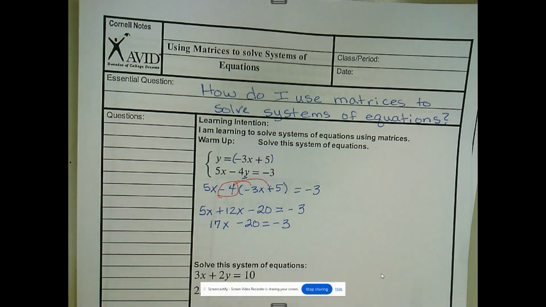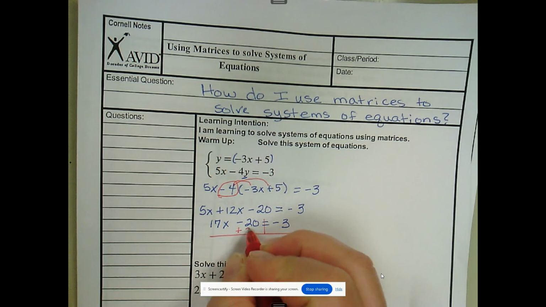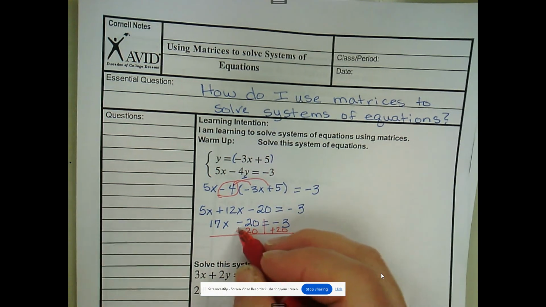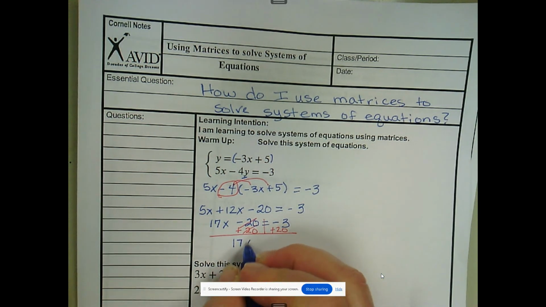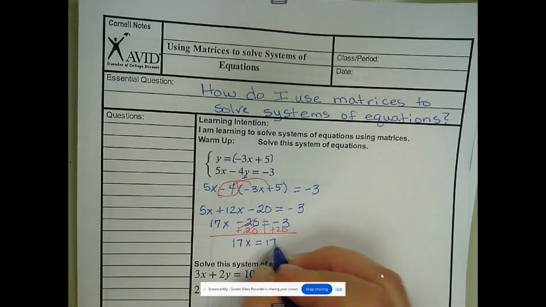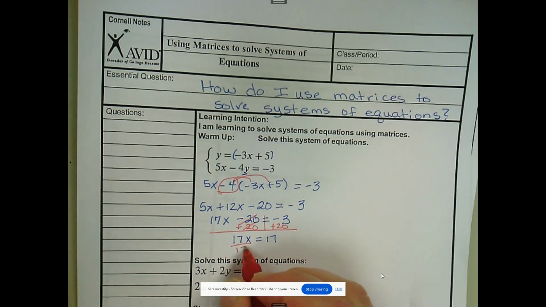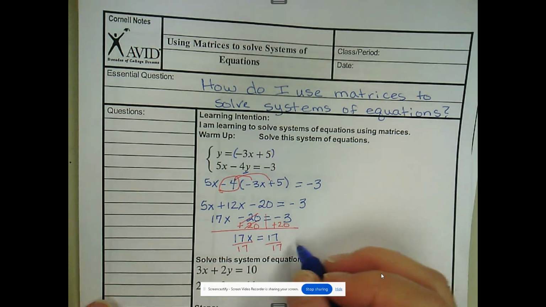Solve for x. Add 20 to both sides. It's eliminated there. 17x is equal to 17. Divide by 17. X is equal to 1.